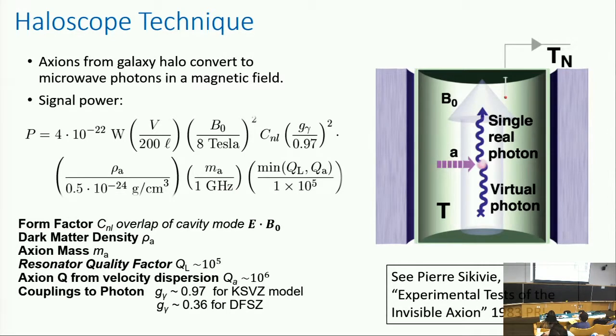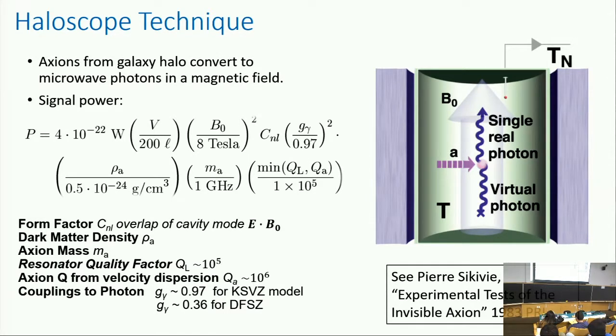Anyway, the idea is that the same Primakoff effect is responsible for converting axions, now from the galactic halo, not from the sun or a laser, but real dark matter axions, into photons. And the photons are stored in this cavity, and then they're measured with sensitive microwave receivers that I'll talk about later. The power is very low. For a realistic experiment, it's on the order of 10 to the minus 22 watts. That's for an RF cavity of a few hundred liters, magnetic field of 8 Tesla.